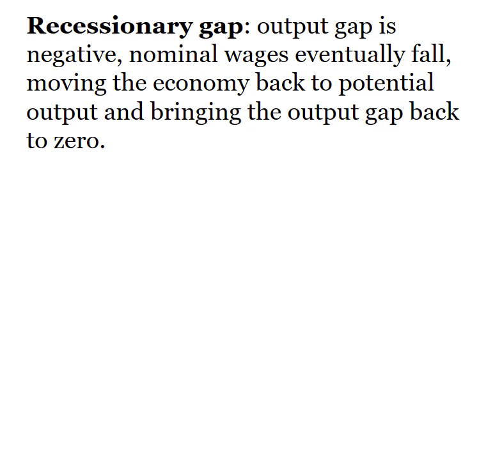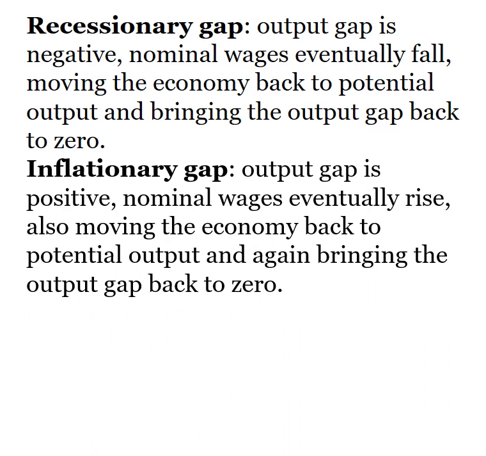Here we have a bit of a summary of the gaps and how we get out of them. So if we are in a recessionary gap, the output gap is negative because we're making less than our potential. In a recession, remember, our unemployment is going to be high, so nominal wages will fall. When nominal wages fall, SRAS will increase. This moves us back to potential, and then our output gap is zero. When you get out of the gap, when the recession or the inflation is stopped, the output gap disappears.